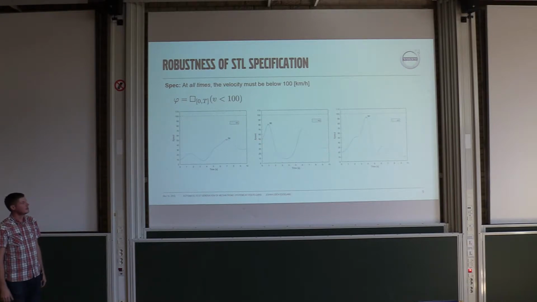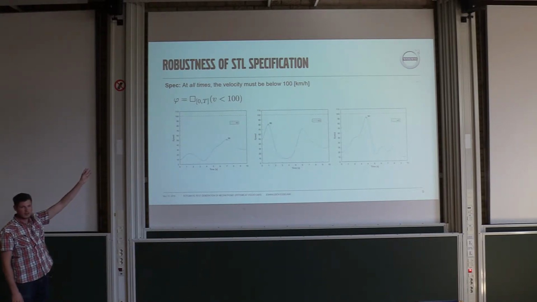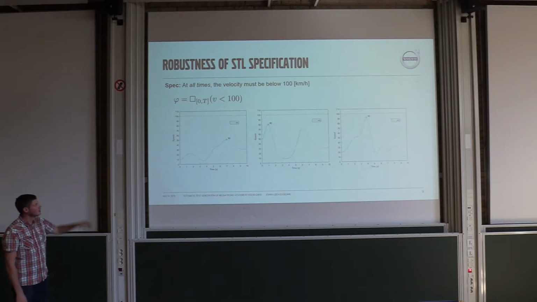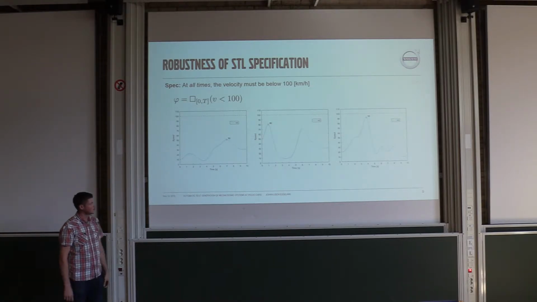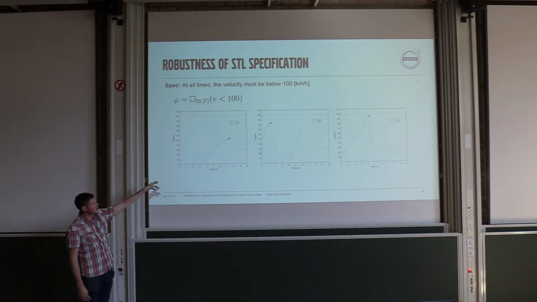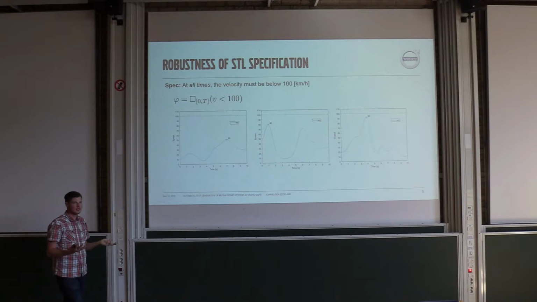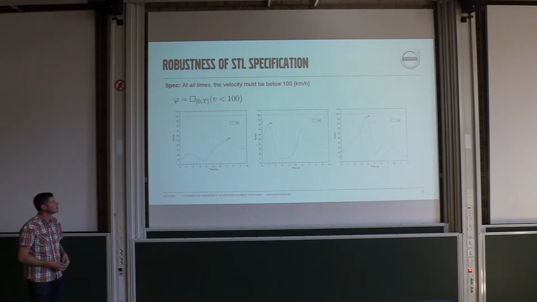So to exemplify this, I have a really simple example. Again, with this specification, at all times the velocity must be below 100 arbitrary units, kilometers an hour, for example. So the specification, you've seen it before, looks as above. And then we can imagine that we have 3 different simulation traces. Each simulation is just 10 seconds long, and you can see some velocity profiles here. We can imagine this is a simulation of a car.